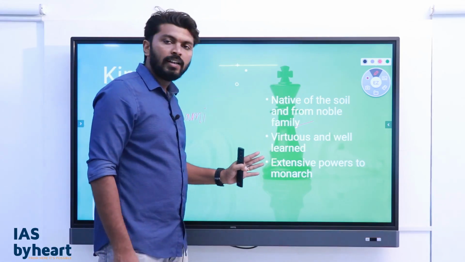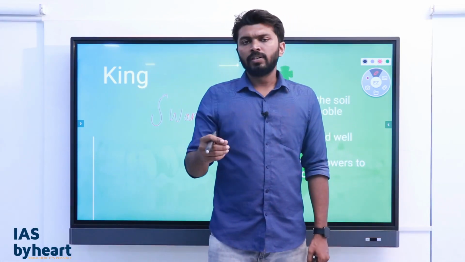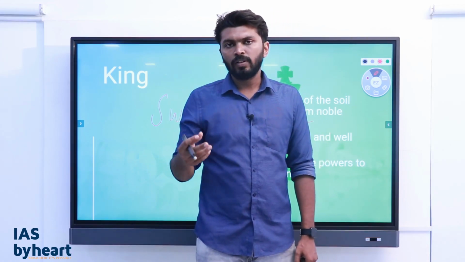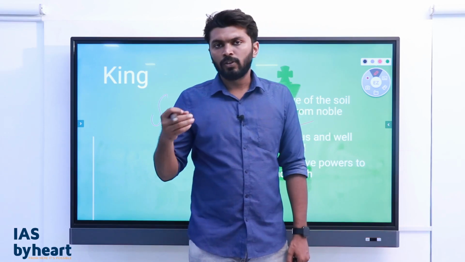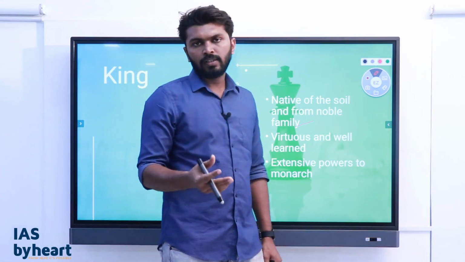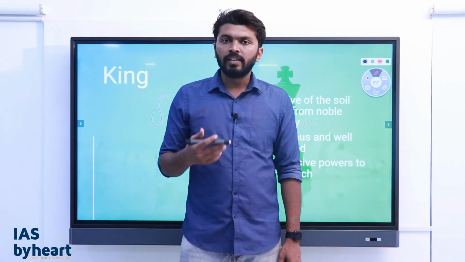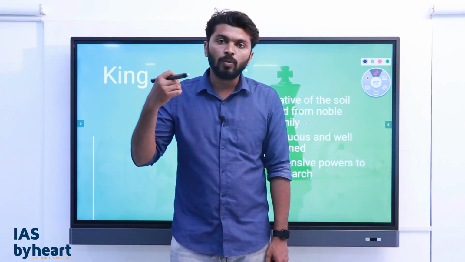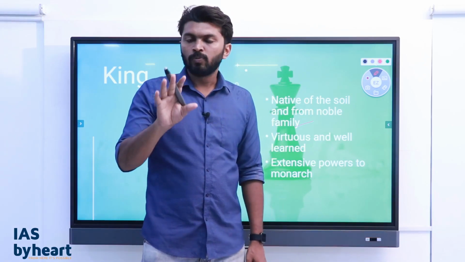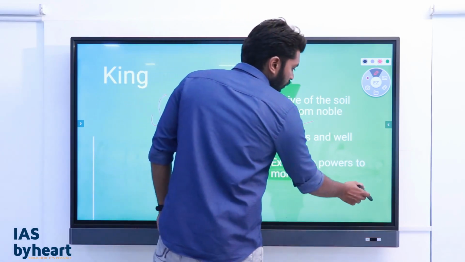He should be virtuous and well learned. This king should be a well learned person. In that time, well learned meant a person with extensive knowledge of statecraft, Vedas, philosophies, etc. Extensive powers were given to the monarch not to oppress the people but for the welfare of the people. Chanakya expects the king to treat his subjects as his own children. That is why he gives more power to the king in his treatise, but that power should be used for the welfare of the subjects. So this is the first one.